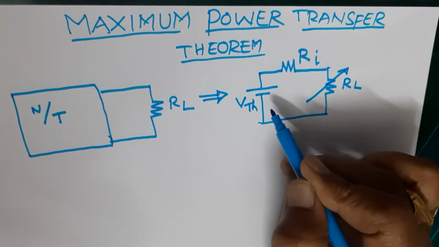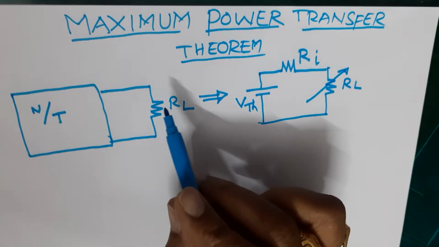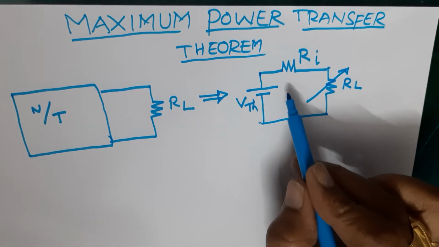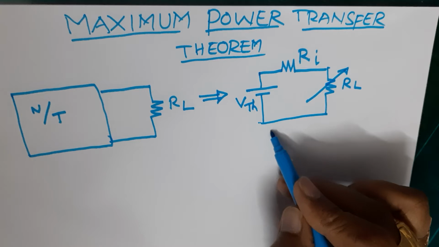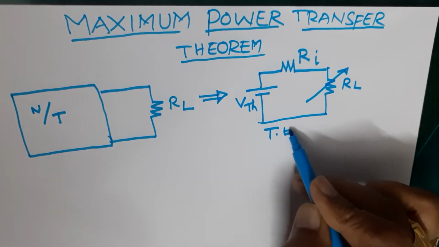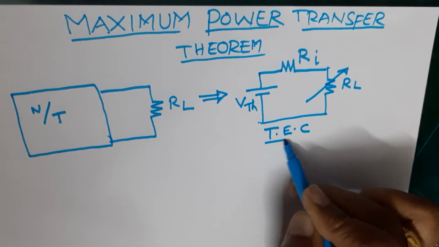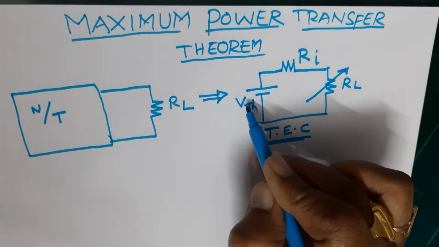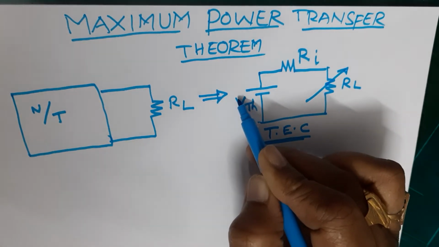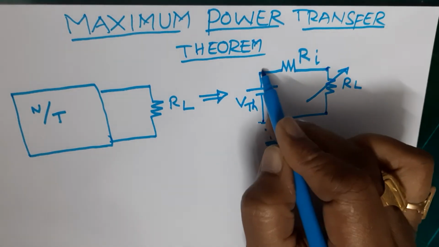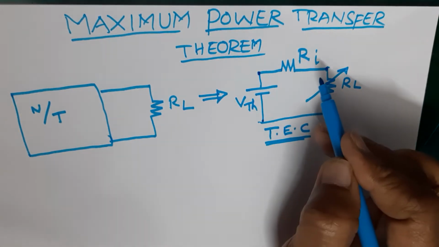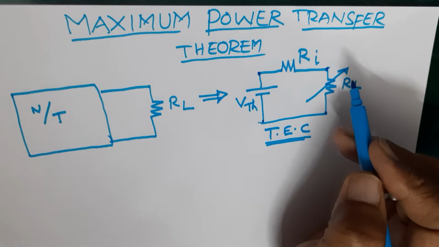Another important point in maximum power transfer theorem is that the circuit that we are going to simplify is our Thevenin's equivalent circuit only. So with reference to this Thevenin voltage source only, we will derive the value of maximum power and also the condition for maximum power.